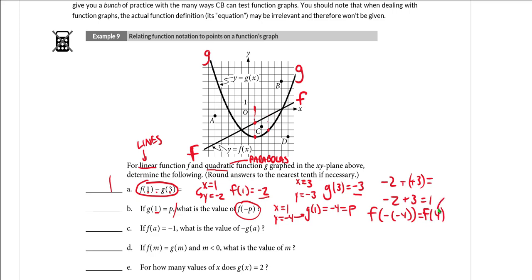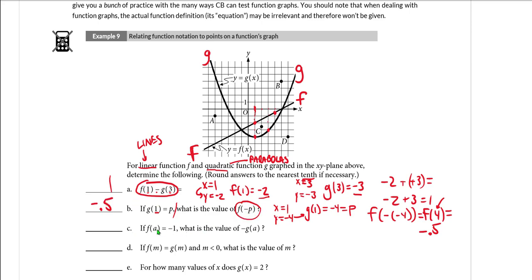So again, now we have an input for the f function. That is an x value of 4: 1, 2, 3, 4. And there's the f function when x equals 4, and that looks like it's probably about negative 0.5, let's say. We're supposed to round to the nearest tenth. Yeah, that looks good. Negative 0.5 is the value of f of negative p.